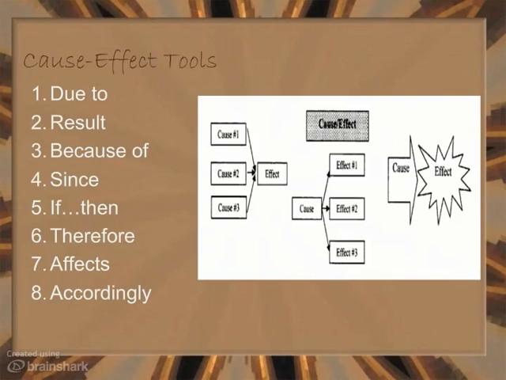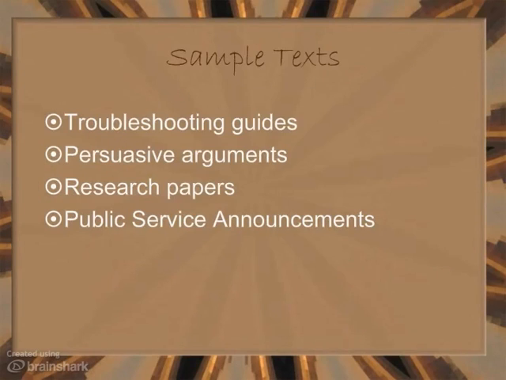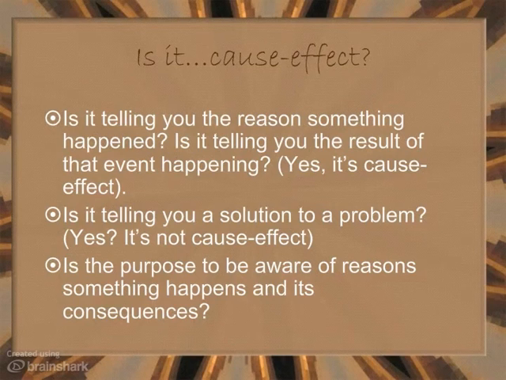Some of the words that can signal that it's cause and effect would be due to, because of, if then, therefore, effects, or accordingly. And if you look on the right, some of the graphic organizers just could be a web map or even a T-chart. In the real world, you're going to see cause and effect in troubleshooting guides. You're going to see it in persuasive arguments. You'll see it in research papers and also public service announcements.